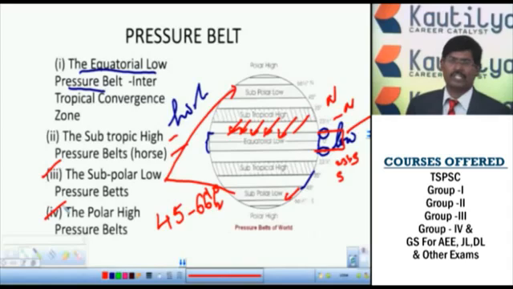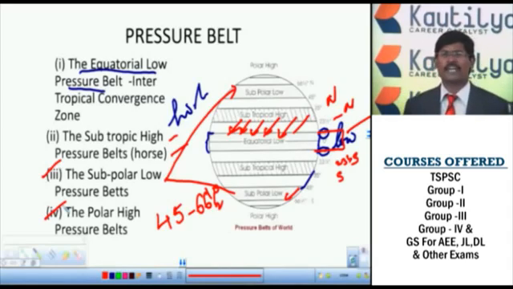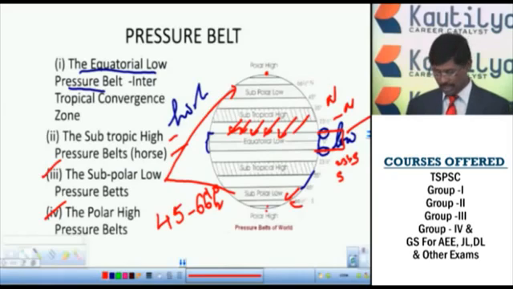Again, based on temperature, if you observe, the temperature in the North Pole and South Pole is very low. We already know the inverse relationship between temperature and atmospheric pressure. In the North Pole and the South Pole, meaning the Arctic Circle to 90 degrees north and the Antarctic Circle to 90 degrees south, the polar high pressure belts extend. So, the North Polar high pressure belt and the South Polar high pressure belt. So these are the four.